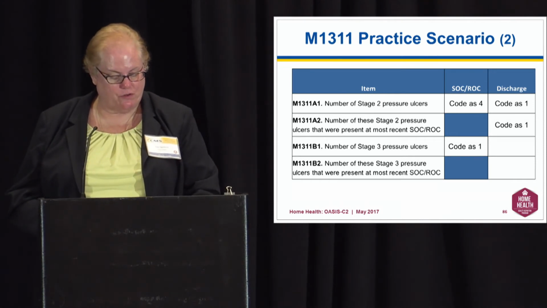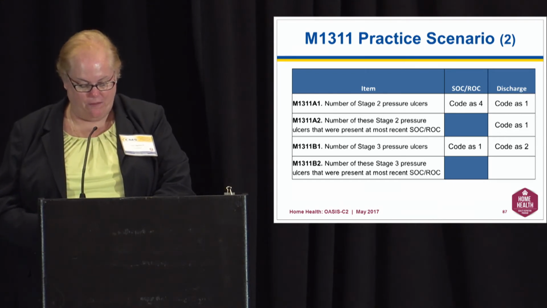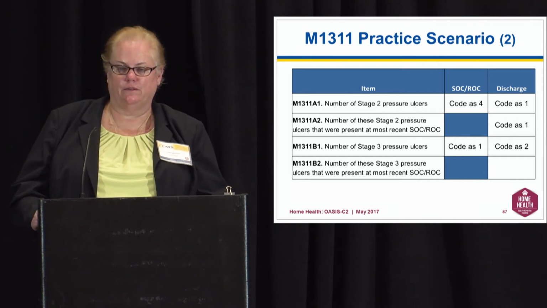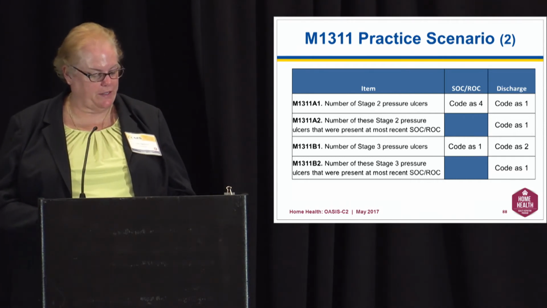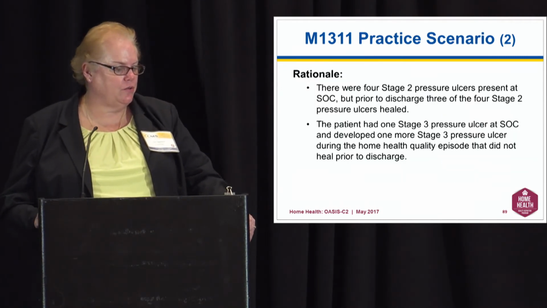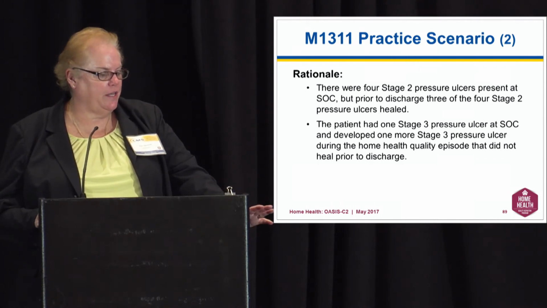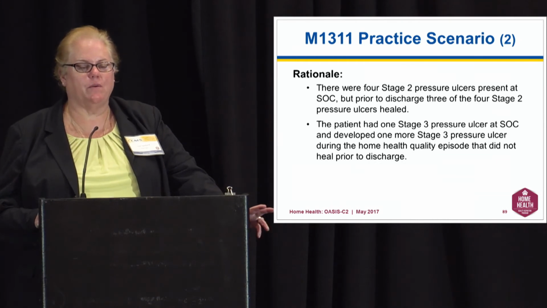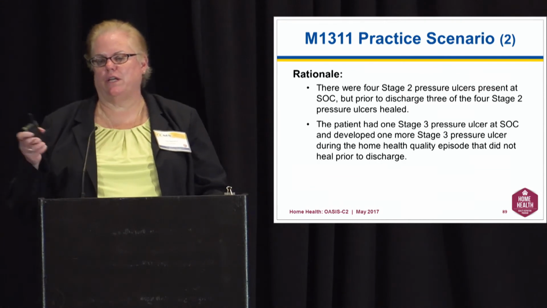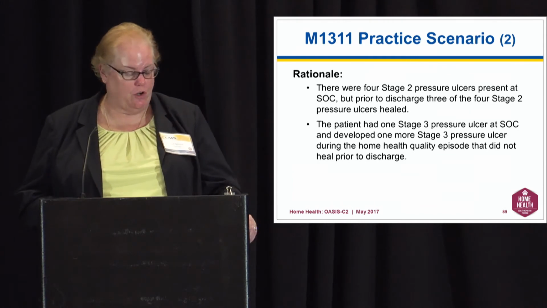Number of stage 3 pressure ulcers at discharge. You guys are smart. And number of these stage 3 pressure ulcers that were present at the most recent SOC/ROC. Right, okay, good. All right, so you've got that down. Very good. So there were 4 stage 2s. The patient had 1 stage 3 pressure ulcer at the start of care and then developed 1 more, so that's how we ended up with 2 at discharge, and only 1 of them was new. So that's how they're going to capture that new or worsened. None of them worsened of the ones that they had, but they developed 1 new one.